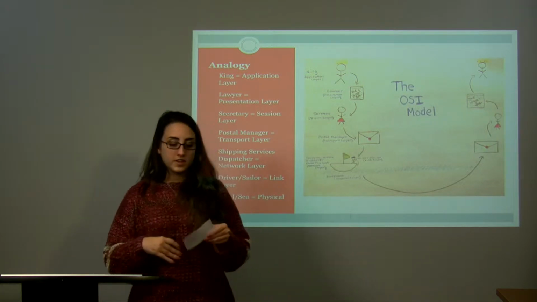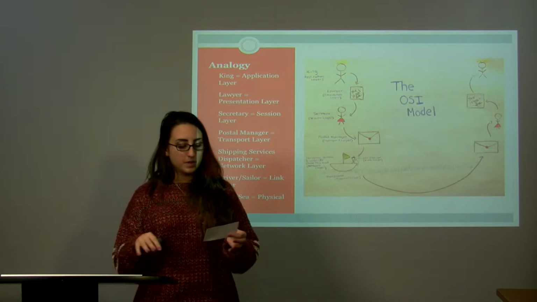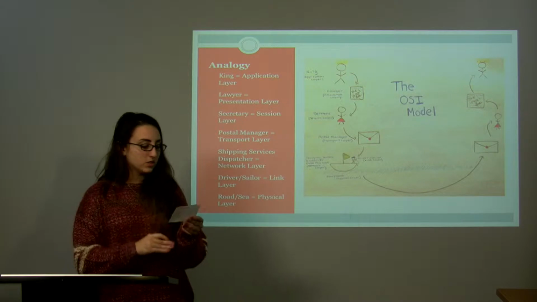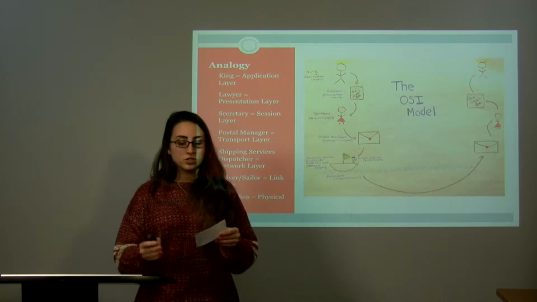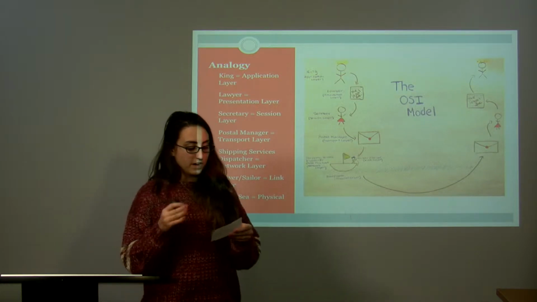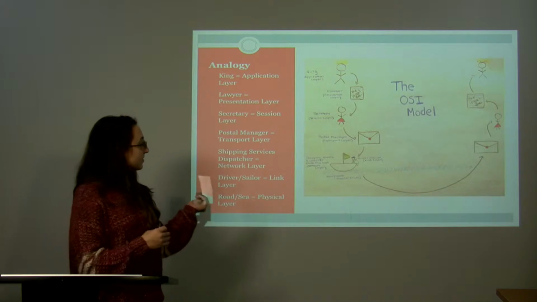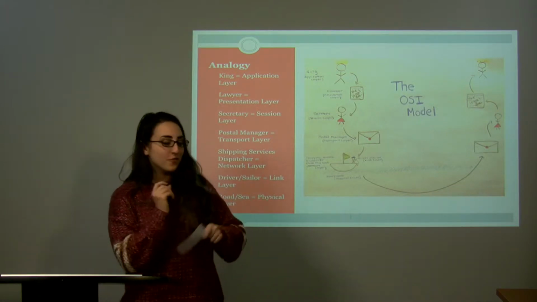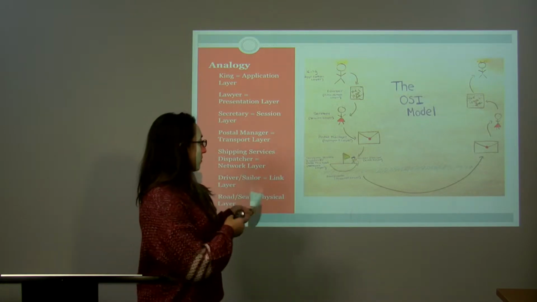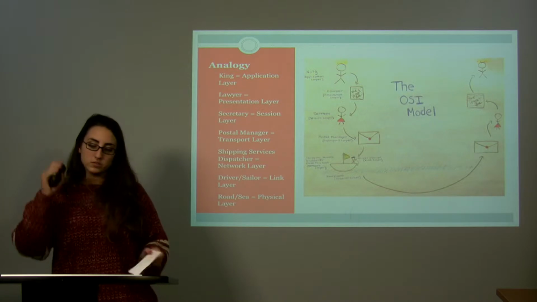Then the secretary passes this to the postal manager, who organizes the transportation of the message, so this is the transport layer. He chooses some sort of shipping services dispatcher, which is the network layer, so this could be a FedEx or UPS. And then the network layer, the dispatcher, works in conjunction with a driver, or in this case a sailor, to get the message from one side to the other. So this is the link layer. And finally, that road or sea that they travel on is the physical layer. And then when it reaches the other side, it just goes backwards through the process.